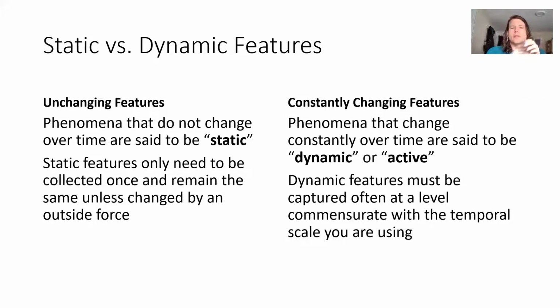And then dynamic features are ones that are said to be constantly changing over time. They're active. So dynamic features must be captured often at a level that matches up with the temporal scale you're using. So again, census information, demographic information would be a dynamic feature. People are constantly moving. There's new births, new deaths, things like that. But there's plenty of examples of dynamic features in the natural world as well. So a coastline is a very dynamic feature. It changes with the tides, it changes with erosion, storm events can cause things, forest fires or species distribution. They're all dynamic or active.